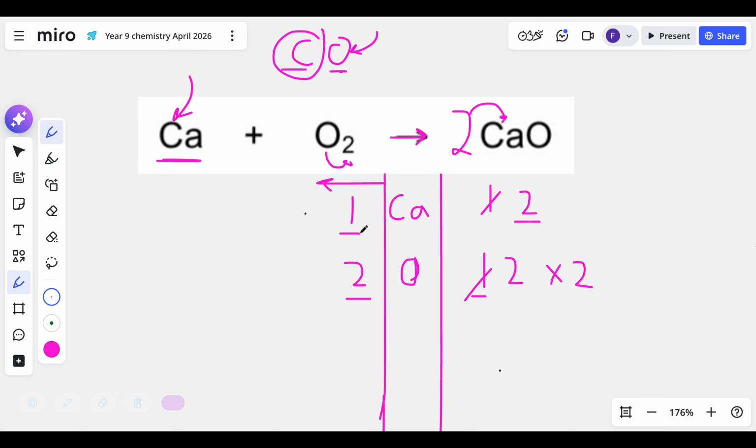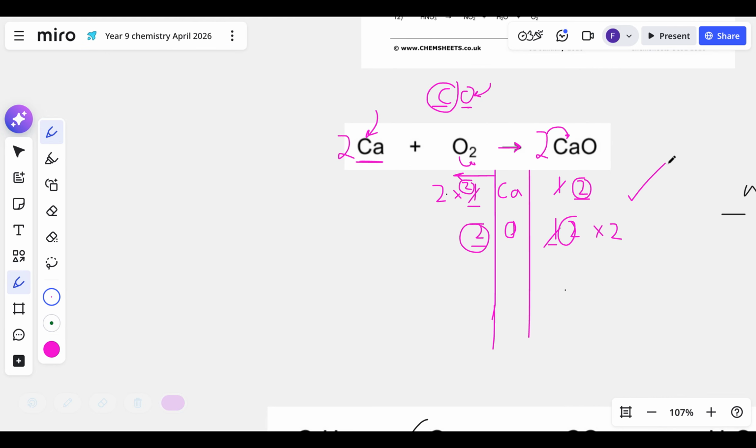Now these aren't balanced. So the only way to make that 2 is by timesing this by 2. Well, if I look on this equation, I just put a big 2 there. I cannot put a little 2 there, just remember that, you can't do that. So I put a big 2 there, 2Ca. And so now that is 2. So we've got a 2 there, a 2 here, a 2 there, and a 2 here. I'm a happy man, it is balanced.